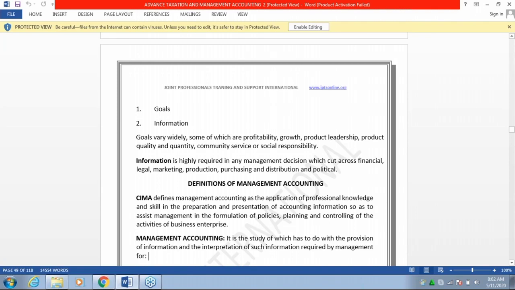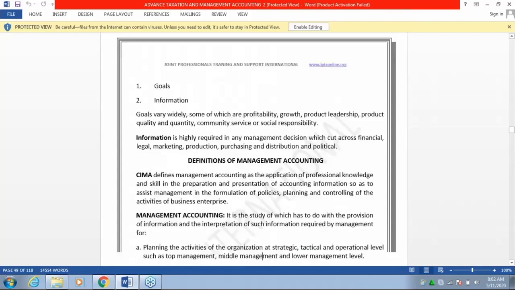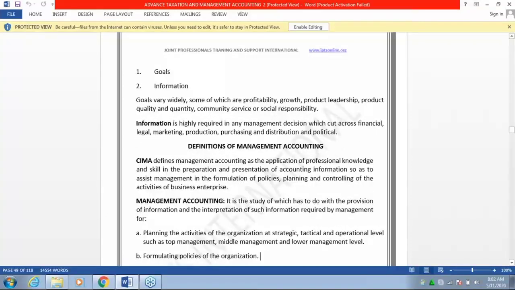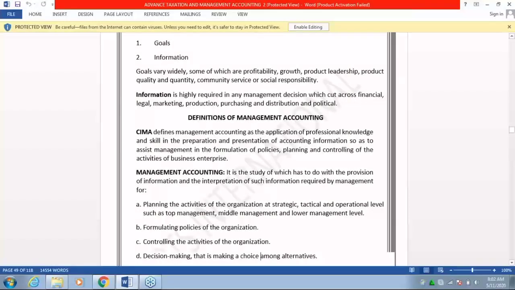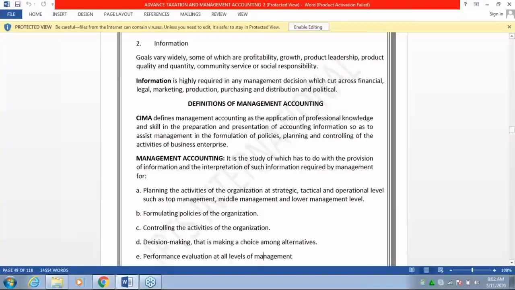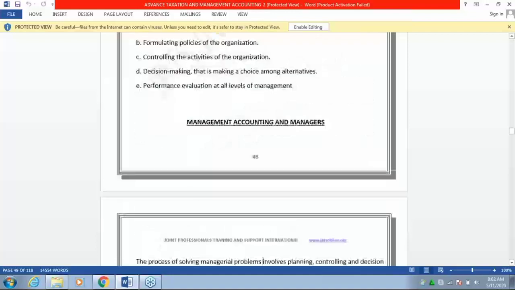So management accounting is the study which has to do with the provision of information and the interpretation of such information required by management, so that they will be able to use that information to plan, to formulate policy, and at the same time to control the activities of the organization, either presently or in future. They also use the information in decision making, that is, they make a choice among the alternatives. And they use that information to evaluate performance, whether they have done well or not, whether they have made profit or loss.